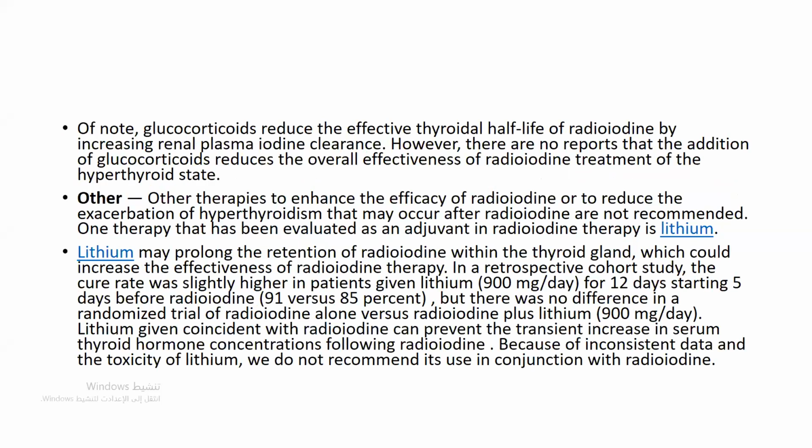Of note, glucocorticoids reduce the effective thyroid half-life of radioiodine by increasing renal plasma iodine clearance. However, there are no reports that the addition of glucocorticoids reduces the overall effectiveness of radioiodine treatment of hyperthyroidism. Other therapies to enhance the efficacy of radioiodine or to reduce the exacerbation of hyperthyroidism that may occur after radioiodine are not recommended.